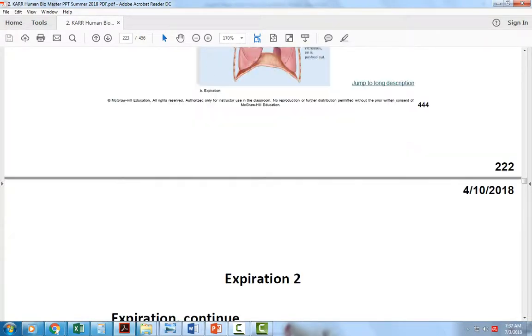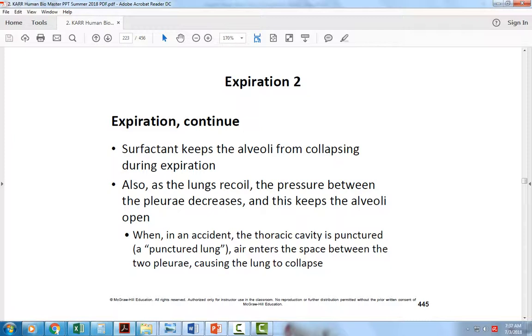So again, we need that surfactant to keep the alveoli open and not forming a water droplet. And then as the lungs are able to decrease after a big inhale, the ability of the lungs to decrease in size is called recoil.